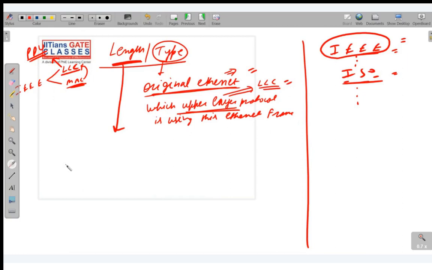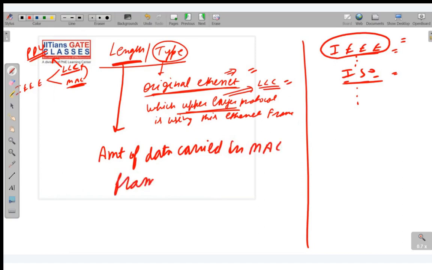Okay. So that's why we have this length field. So IEEE changed this type field to a length field. And what does this length field denote? It denotes the amount of data carried in the MAC frame. You have to remember this thing: amount of data carried in MAC frame.